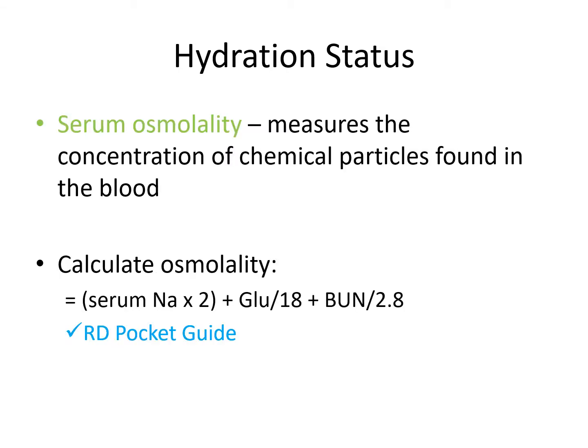So serum osmolality measures the concentration of chemical particles found in the blood. And so this is just a fancy way of telling us how much stuff is actually dissolved in the blood. And so to calculate osmolality, there is a formula. That's serum sodium times 2 plus glucose divided by 18 plus BUN divided by 2.8. So I would make sure that you have this equation available, although most lab reports now will also automatically include the osmolality for you and will either say calculated or if it was actually measured.